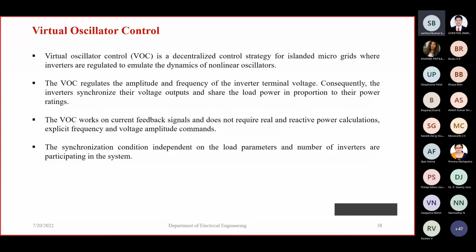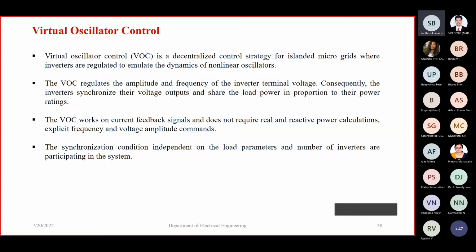The VOC, virtual oscillator control, is a decentralized control strategy for islanded microgrids where inverters are regulated to emulate the dynamics of nonlinear oscillators. The VOC regulates the amplitude and frequency of the inverter terminal voltage, and consequently inverters synchronize their output voltage and share the load power proportional to their power rating. The VOC works on the current feedback signal and does not require any real or reactive power calculations, or explicit frequency and voltage commands. Here, no need of active power, reactive power, frequency or voltage.